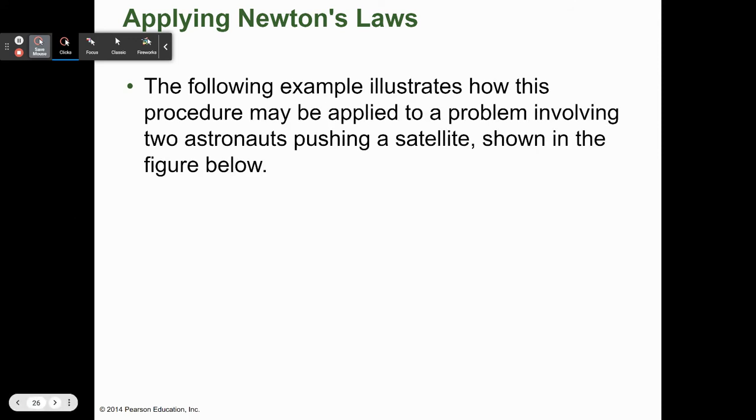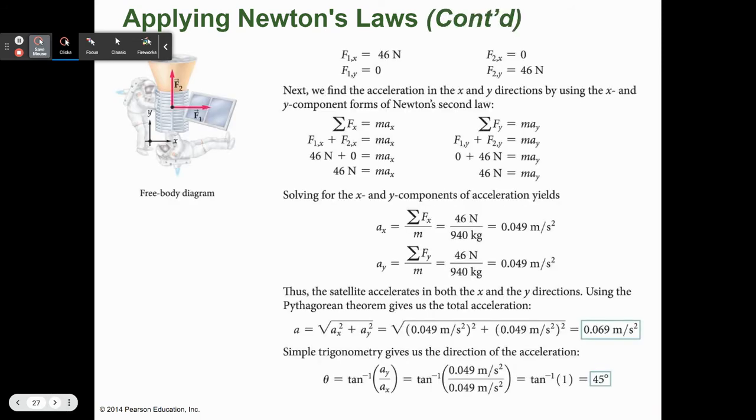We're going to look at an example that illustrates how we're going to do this. We're talking about the same two astronauts you saw in the figure previously, those two astronauts pushing on a satellite. So here they are again. Here are your two astronauts. Astronaut Y is pushing up, so that's going to be F2, pushing up. F1 is pushing to the right, so F2 is going to be our force in our y direction. F1 will be our force in our x direction.